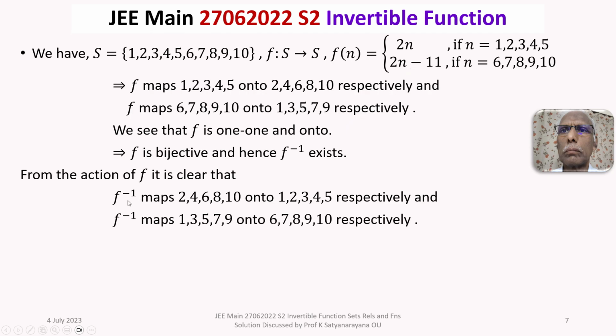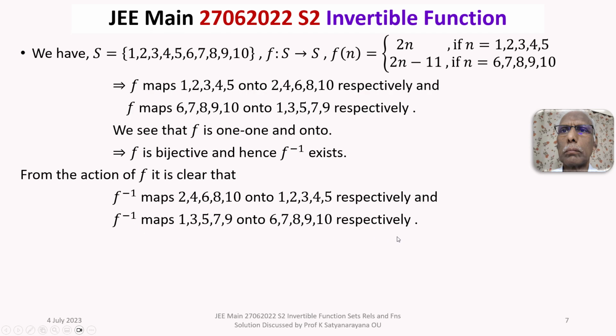So from this, the action of F inverse is known on individual terms. But we want to know a formula for that. From the first one, F inverse of 2 is 1, F inverse of 4 is 2, etc. F inverse of 10 is 5. We'll say F inverse of n is n by 2, where n belongs to {2, 4, 6, 8, 10}.